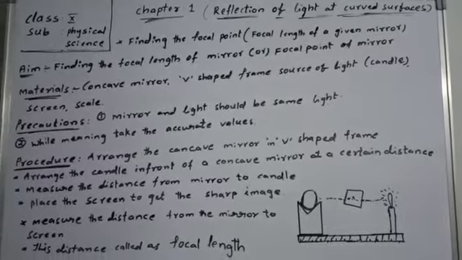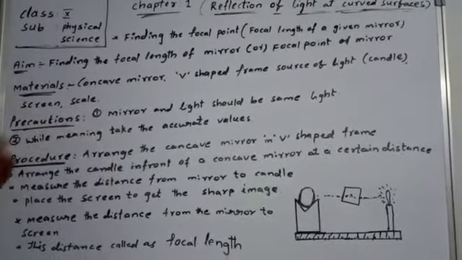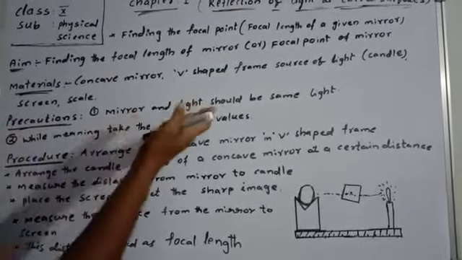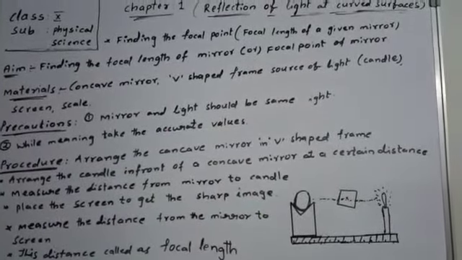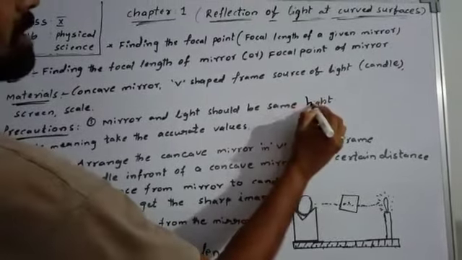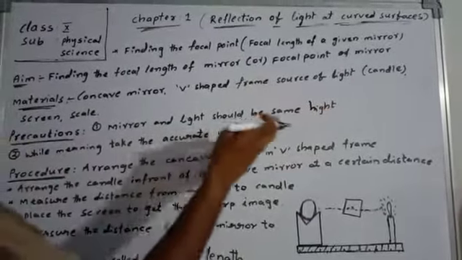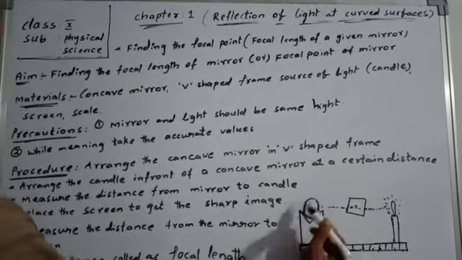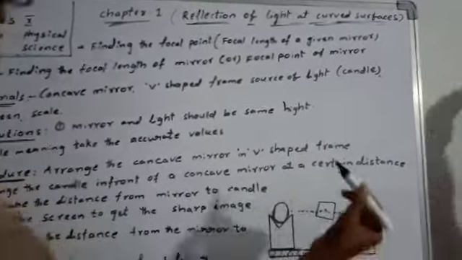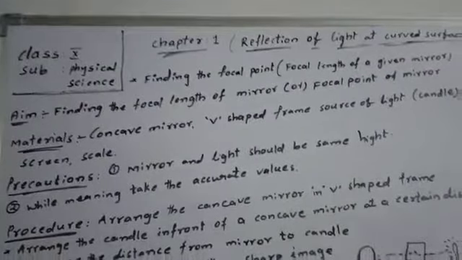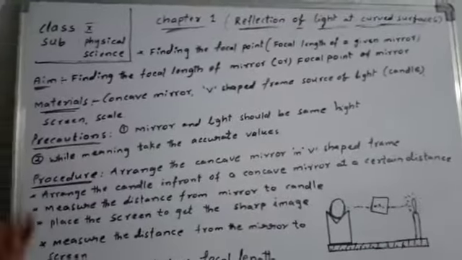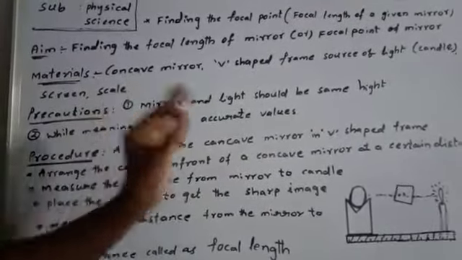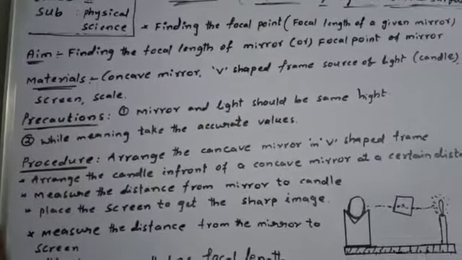And precautions. What is that? Mirror and light should be at the same height. Mirror and light should be at the same height, required. While measuring, take accurate values, exactly accurate values.